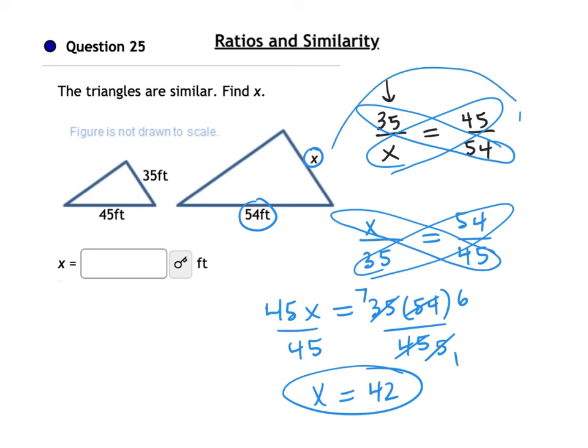The reason these two proportions produce the same cross multiplication is that they're equivalent proportions. Notice in the top proportion you get 35 over x, and in the one in blue below, it's x over 35, so it's flipped. And the top proportion, 45 over 54, is also flipped below. That's why when you cross multiply, they produce the same statement.